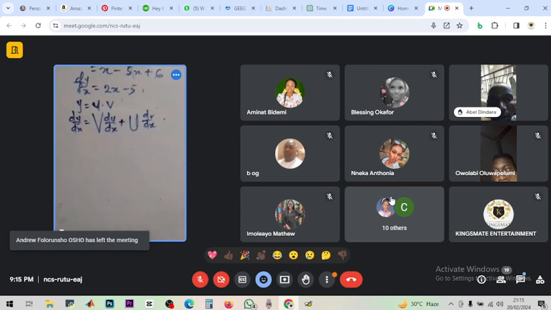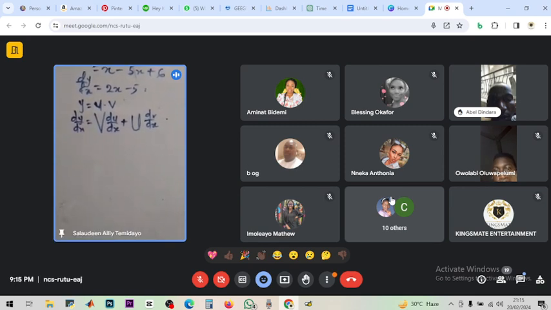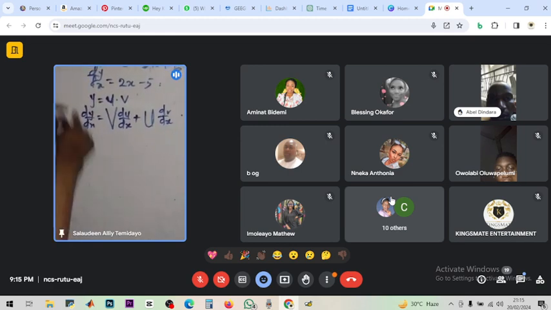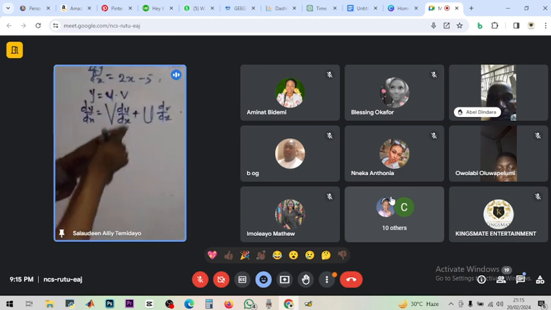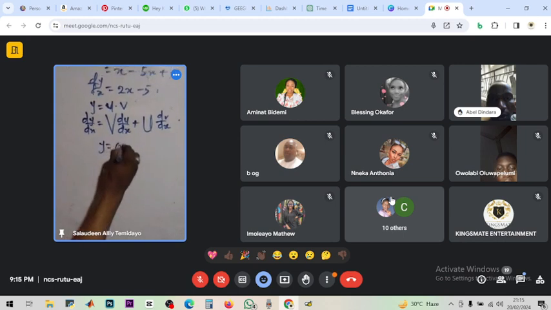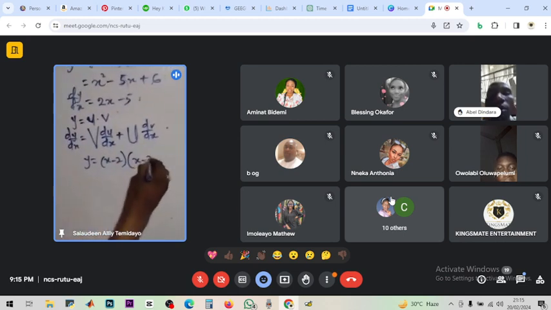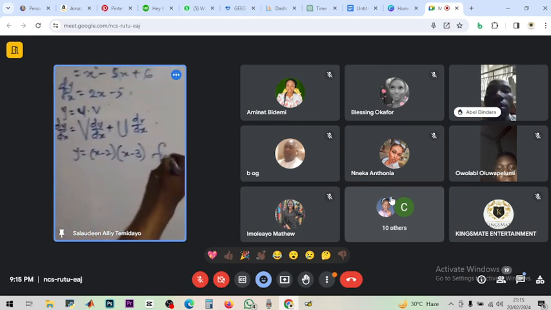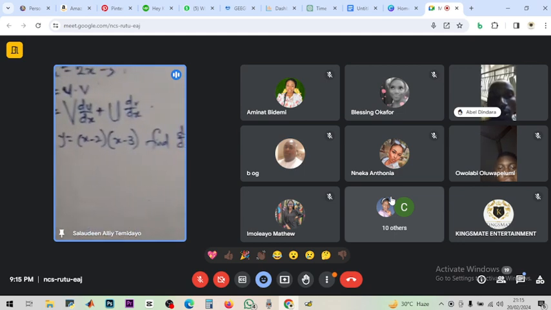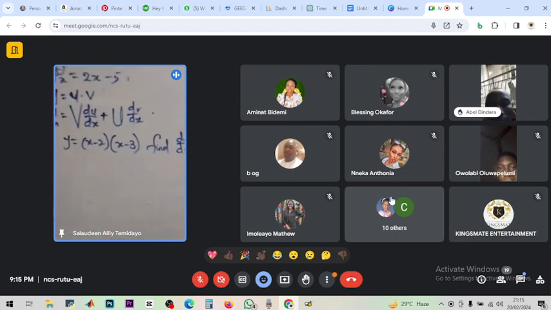There's another way we used to represent the formula. Is there anyone that didn't get what I said now? I said if y equals u times v, then dy/dx equals v du/dx plus u dv/dx. So now y equals x minus 2 times x minus 3. Find dy/dx. A very simple thing.